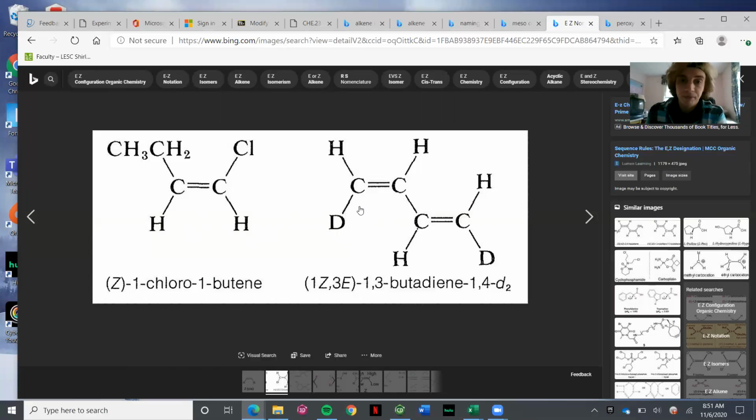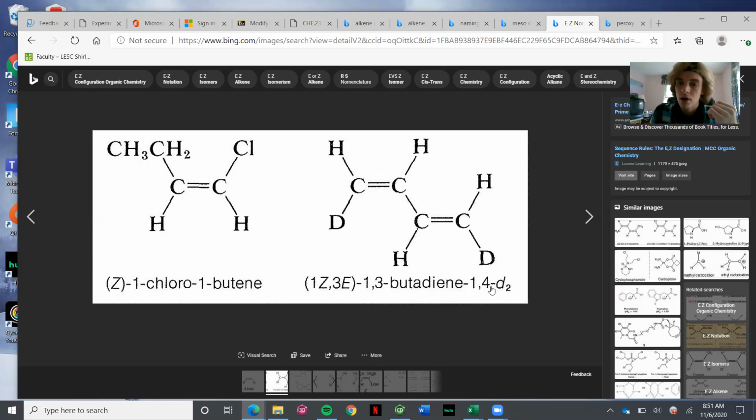And on the left side, we have our D and our C. They are cis to one another. So it's cis. And so we're going to start counting from the left side, and we go 1Z, 3E, because this double bond is cis, Z, Zusammen, starts on the left side. So 1Z, 3, 1, 2, 3, third carbon starts E, entgegen again, opposite, trans. So 1Z, 3E, 1,3-butadiene. And we say diene because it has two double bonds in it.